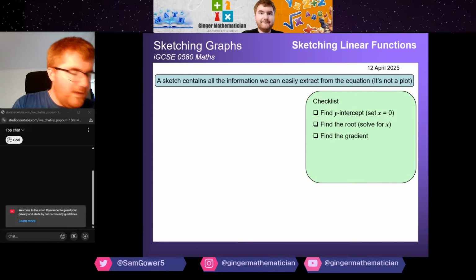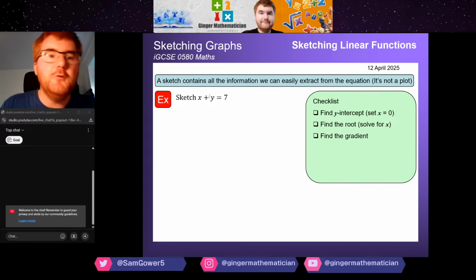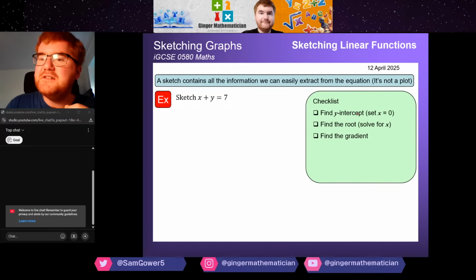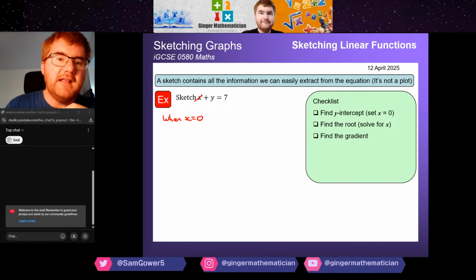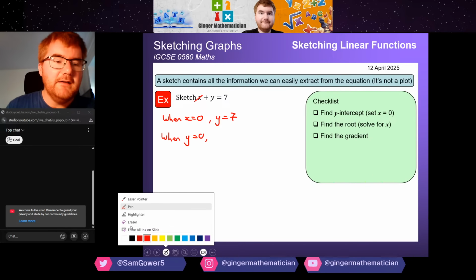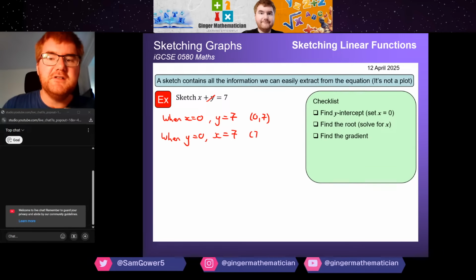Okay, so with linear functions here, again, sometimes they'll put it in a slightly not very nice form. So x plus y is equal to 7 here, but we still have the same checklist. So y-intercept, x to 0. So when x is 0, then y is just equal to 7. If we work the other way around, so make y 0, then the y disappears, so I put a little line over it, and that means x is equal to 7. So it means it goes through these two coordinates. It goes through 0, 7 and 7, 0.